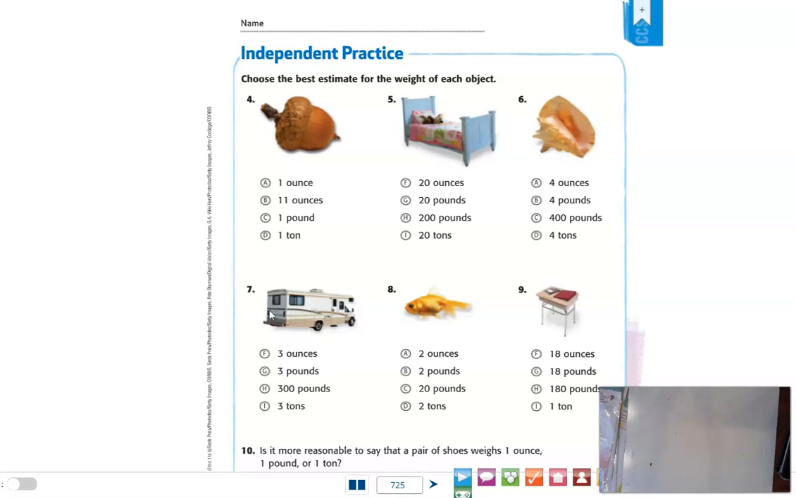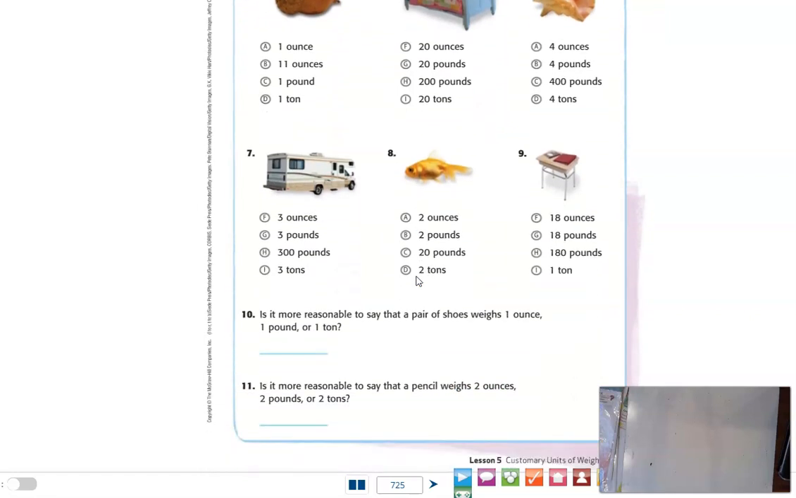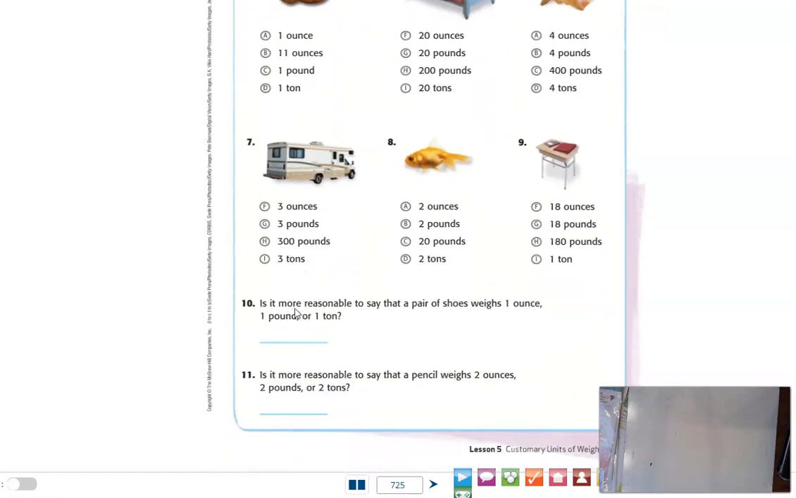Now, what about the weight of an RV, a goldfish, and a desk? A desk is probably going to weigh more than 18 ounces. So which is the most reasonable estimate for each of these objects? Is it more reasonable to say that a pair of shoes weighs 1 ounce, 1 pound, or 1 ton? I've kind of given that one away with the other examples that I gave you. A pencil weighs 2 ounces, 2 pounds, or 2 tons? Which is the most reasonable of these three options for the weight of a pencil?